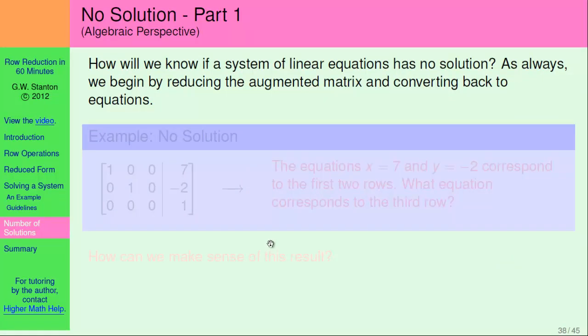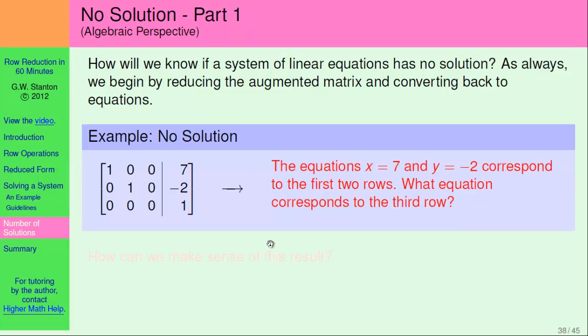How will we know if a system of linear equations has no solution? As always, we begin by reducing the augmented matrix and converting back to equations. Let's see how this looks in an example. Here we have our reduced matrix, and when we convert the first row back to an equation, we get x equals 7, and the second row gets converted to y equals -2. And what equation would correspond to the third row?